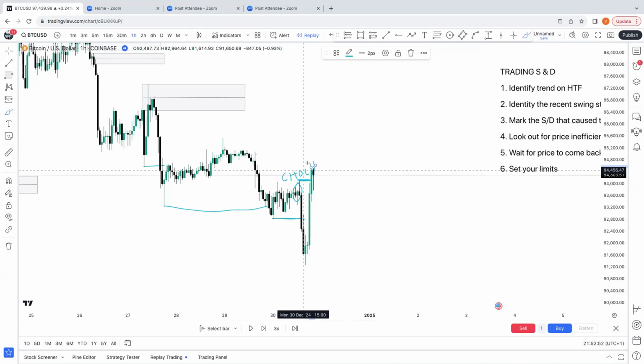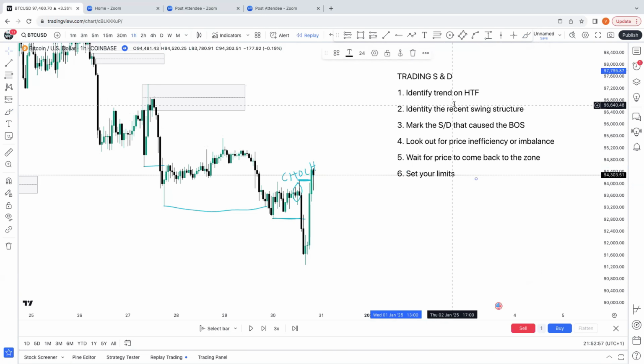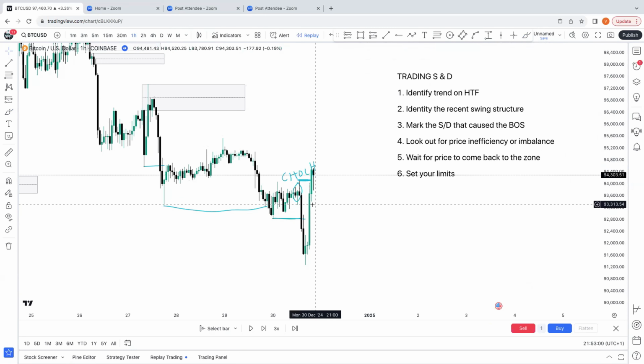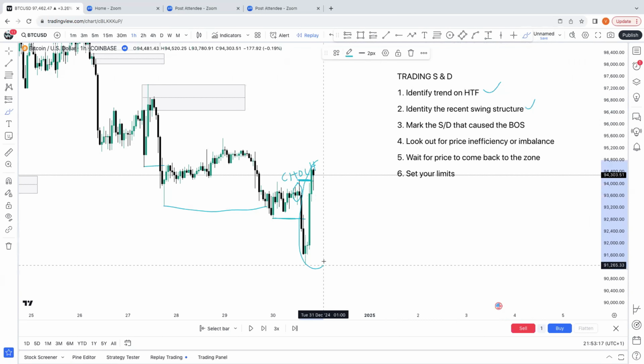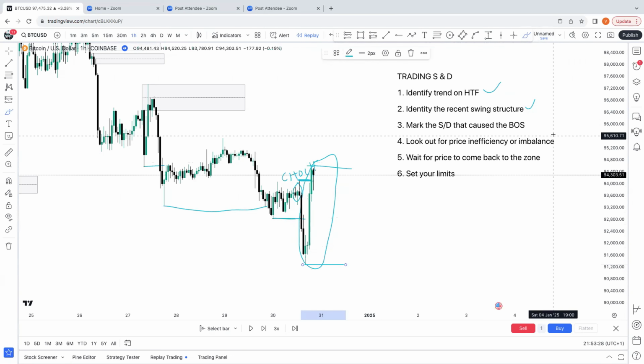Now, remember our overall trend is bullish, right? So since price has taken out this supply zone, the next requirement says: number one is to check out the trend. Number two, check out the recent swing structure. Since this has been taken out, here is our new swing structure, where this zone is our swing high, and this zone here is our swing low. So we have a new swing structure.